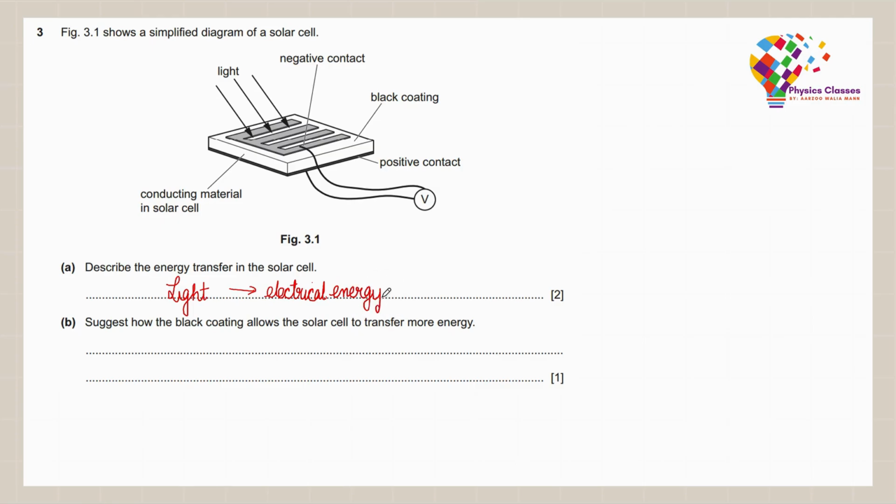Then suggest how the black coating allows the solar cell to transfer more energy. See, we already know that black is a good absorber. In fact, black is one of the best absorbers. Because black is a good absorber, therefore it will absorb maximum amount of heat and it will hardly reflect any heat. So because it is a good absorber, it absorbs maximum amount of heat and it is able to allow that heat to flow through it via conduction, because the black coating is a good absorber. So there is conduction taking place in here.